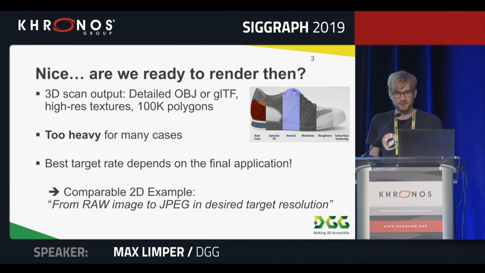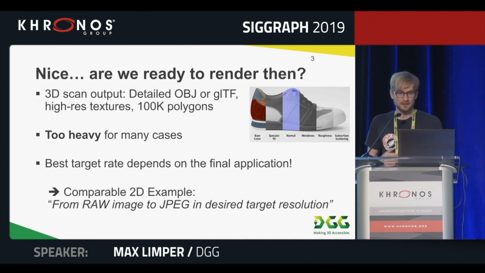So the question is, can we already use an asset like that for all kinds of presentation modes? And the answer is no. For many cases, it's too heavy. So if you think about an AR app where you have a lot of assets, if every shoe is 100K polygons, that's too much. And if you want to show it in an online shop, you will want this asset to be loaded in less than 3 seconds.